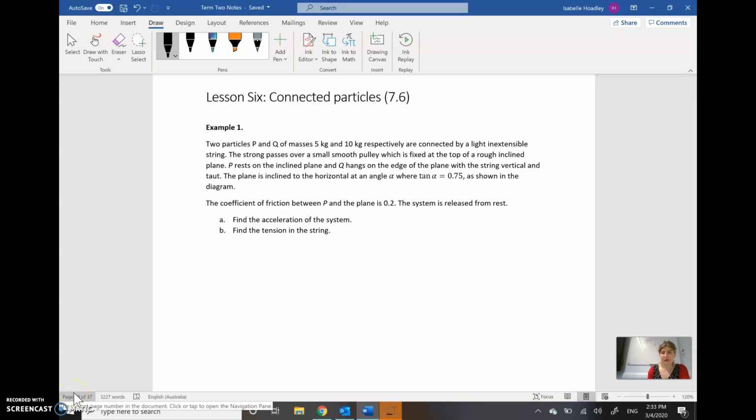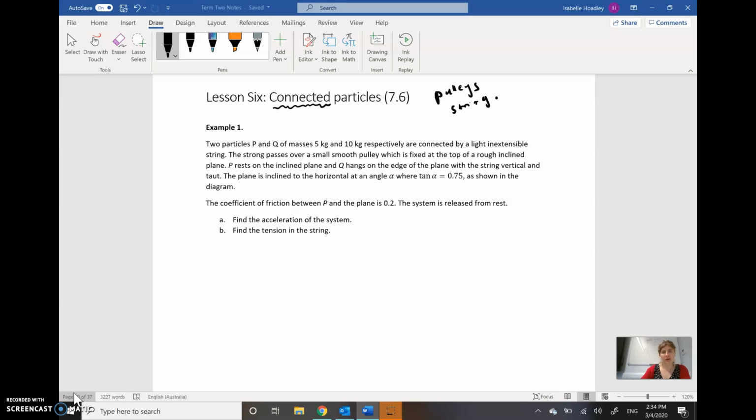Okay, so for the last part of Chapter 7, we're looking at connected particles. A connected particle is any kind of system where you have more than one thing where we're going to have forces acting on those things. Most of the common scenario questions you'll get for this are things like pulleys and strings, but the main thing is multiple particles that are connected together. So they all work within the one system, but we treat each one individually when we're working them out.